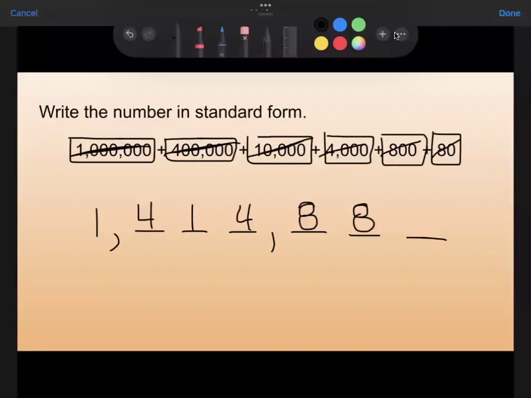So if you go through your expanded form and you've put everything in the right place and you have an empty spot, in that empty spot goes a 0. So this number written in standard form would be 1,414,880.